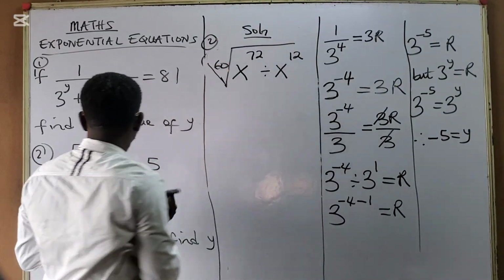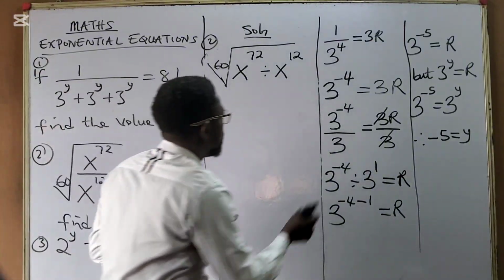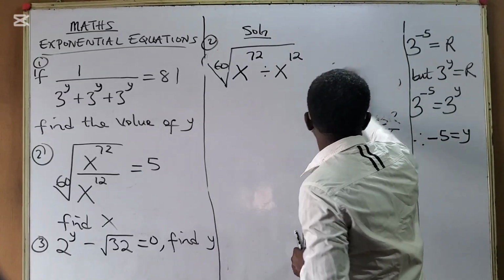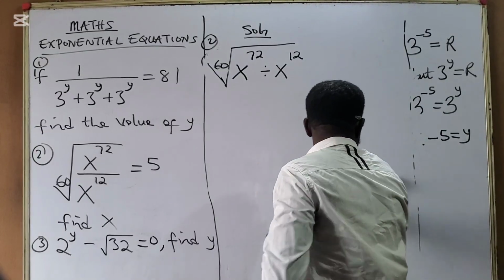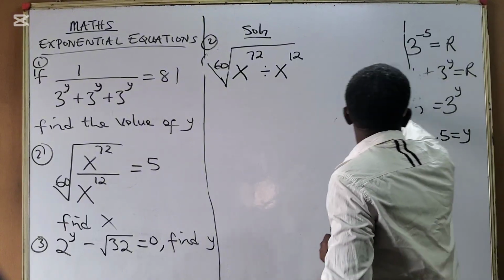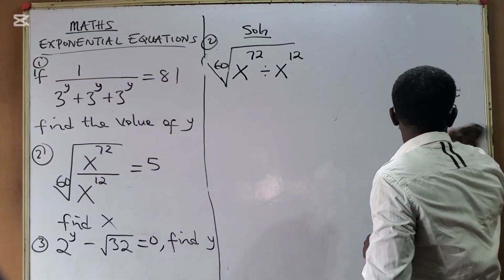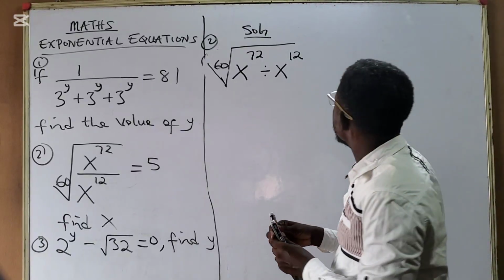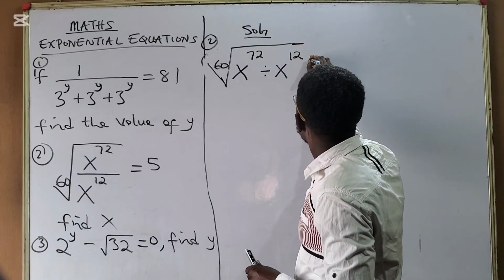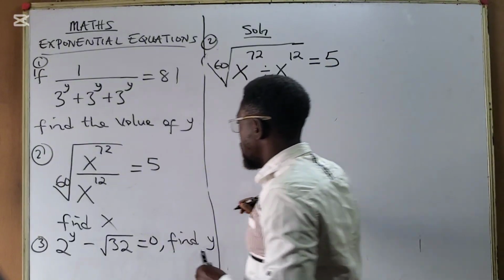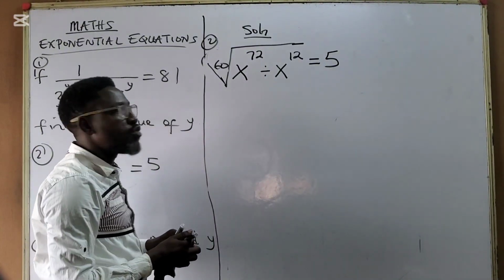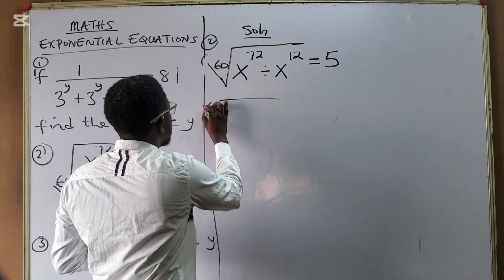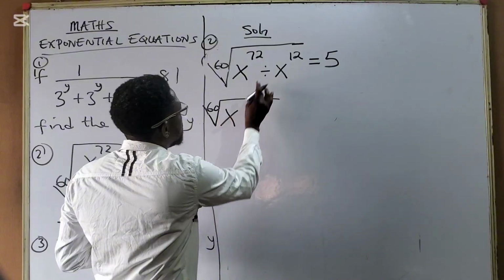Everything is equal to what? 5. So let's not forget that 5. Okay, equals what? 5. So we apply the second rule of exponent now. We'll get the 60th root, then we'll take one of the x because the bases are equal.